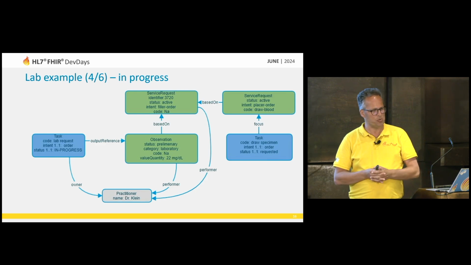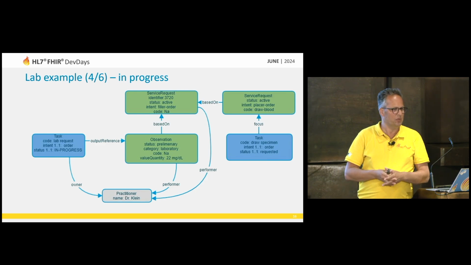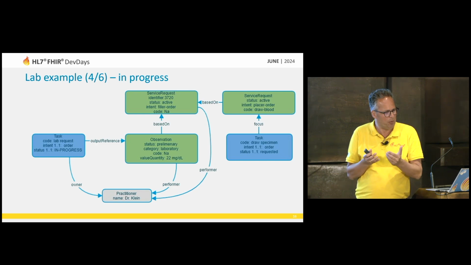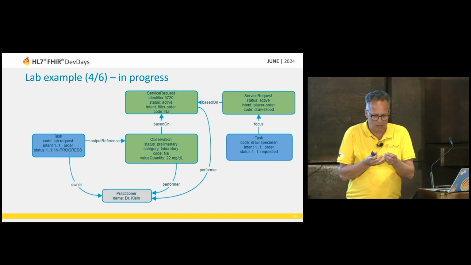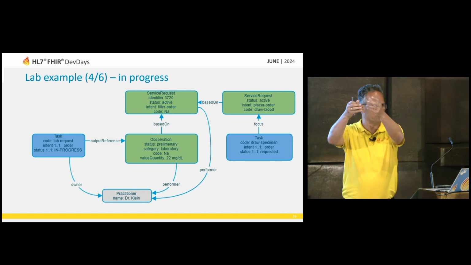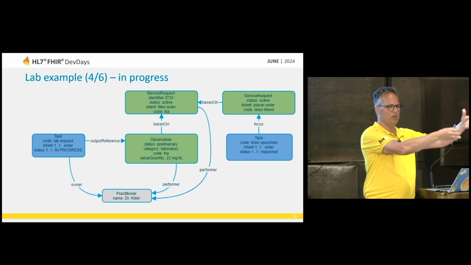Now here, there's another twist, because actually, if we as a lab system receive a lab order, that may actually force us to create another order, for example, to have somebody draw the specimen.